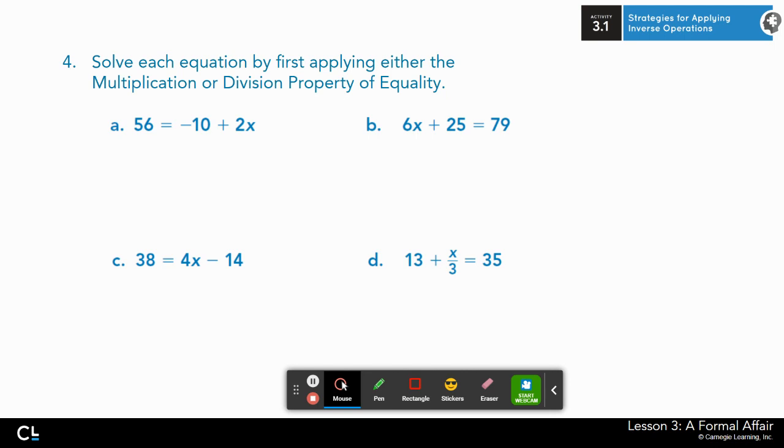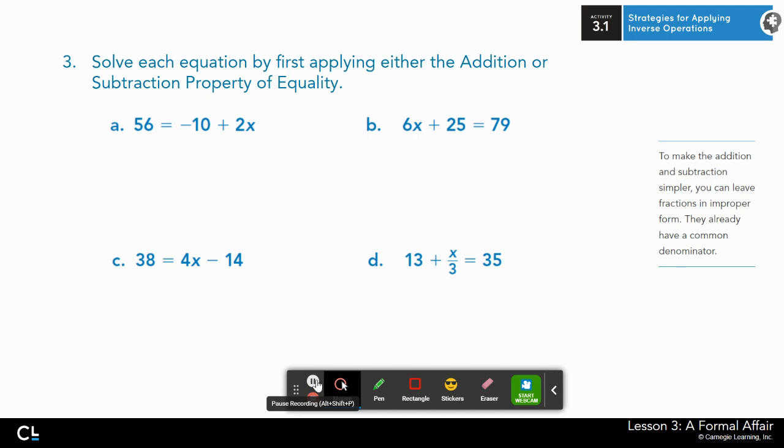So for number 3, you're solving using adding and subtracting first. And then number 4, you're going to first divide and multiply, similar to what Demarius did, and number 3 is similar to what Isaac did.